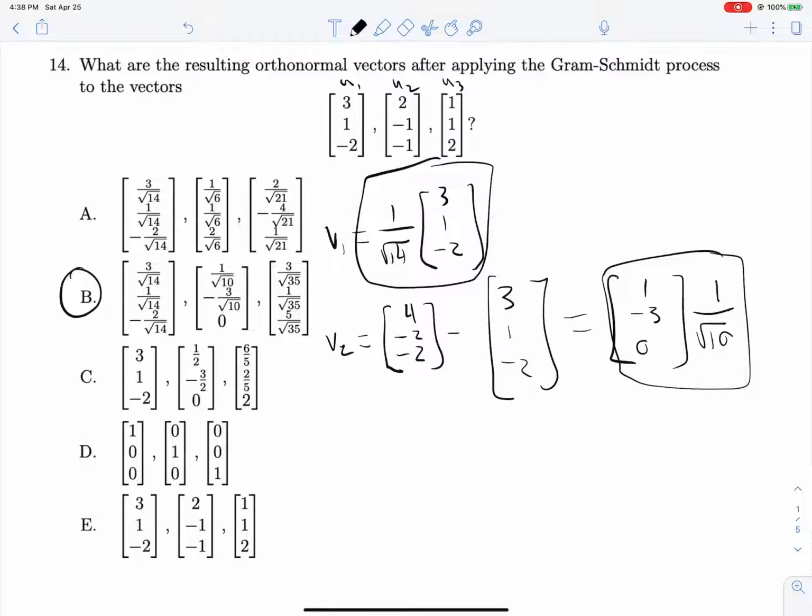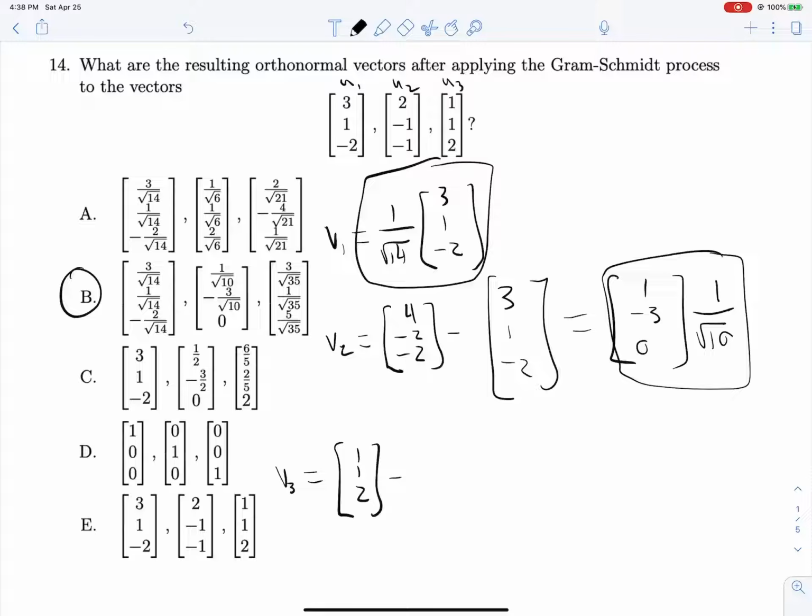And there are enough of these problems, and they're time-consuming enough that in the future, later on in this video, I'll probably just stop there, because really you only need to see this kind of thing once to get what's going on. But for the purposes of this first question, we're finding v3. That will be u3, 1, 1, 2.